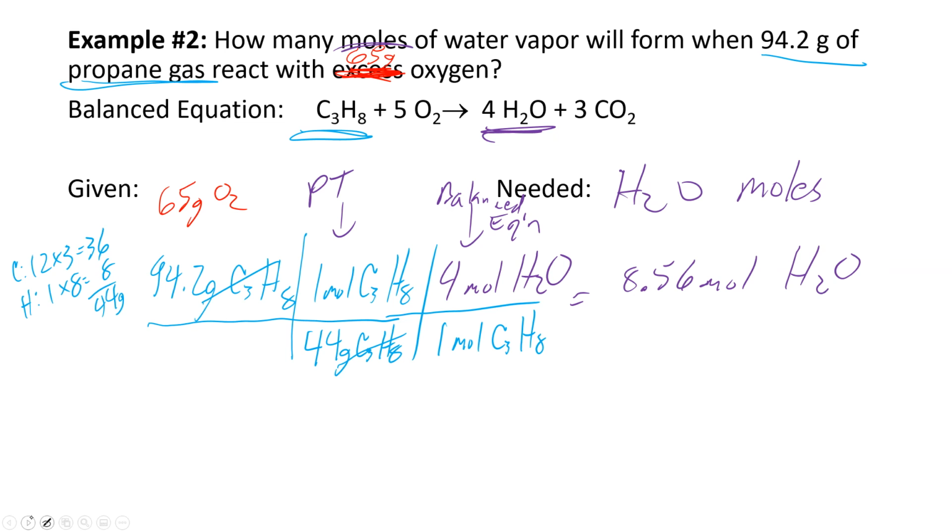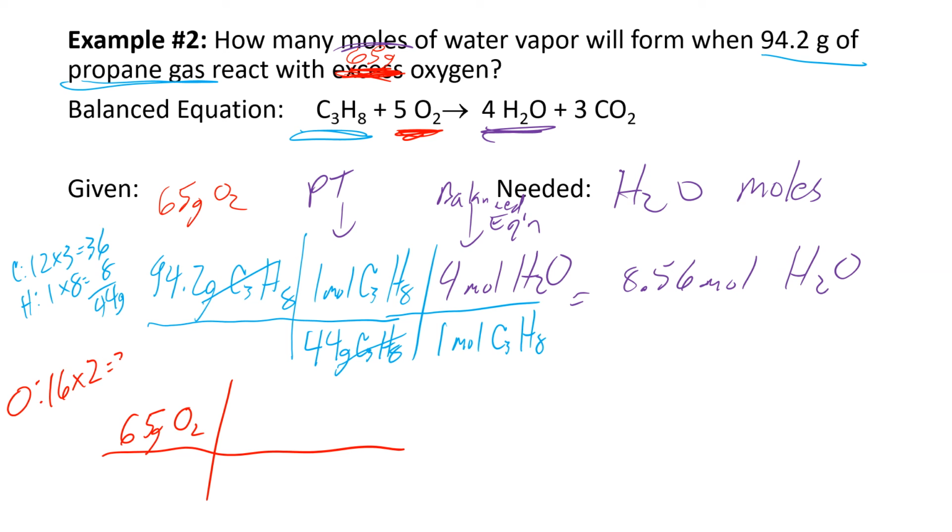Now we're going to see if that oxygen gives us more or less. So we've done one with propane. Now we're going to do it all over again with oxygen. This time we're starting with 65 grams of oxygen. So we're going to have to go to the periodic table again. And we know that oxygen weighs 16, and in O2 there's 2. So that's a total of 32 grams. So again, the 32 grams will go on the bottom. 1 mole goes on the top. And this came from the periodic table, just like above.